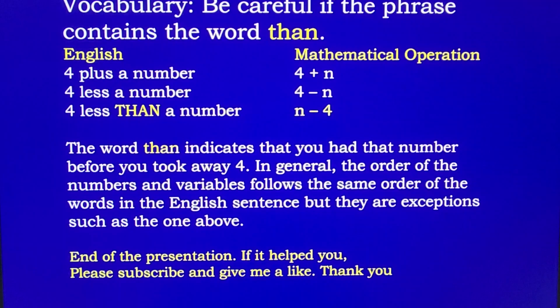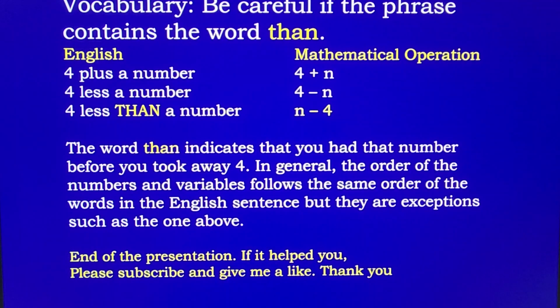You have to be very careful when you see the word than in a phrase. For example, on the left side, in English, 4 plus a number, the mathematical operation would be 4 plus n. The order in the mathematical operation follows the order of the language. 4 less a number, 4 minus n. Here again, the order of the mathematical operation follows the order in the language.